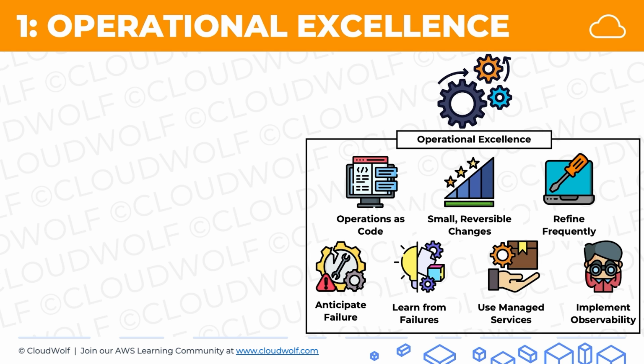And implement observability. So this is very important to ensure you have KPIs or key performance indicators, and you are extracting actionable insights from the data you're getting about how your systems are running, so you can make the necessary changes or take the necessary actions.